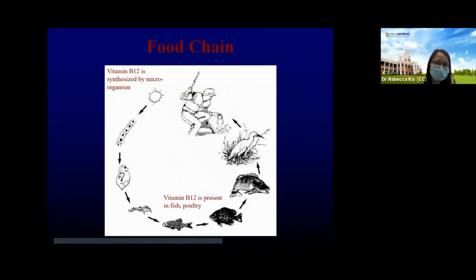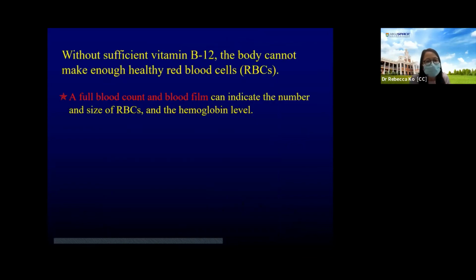I just said vitamin B12 will be synthesized by microorganisms due to the food chain. The fish eats it, we eat the fish, and then we have the intake of vitamin B12. Without sufficient vitamin B12, the body cannot make enough red blood cells and hemoglobin. The full blood count and blood film can help us indicate the number and the size of the red blood cells, and also get the hemoglobin level.